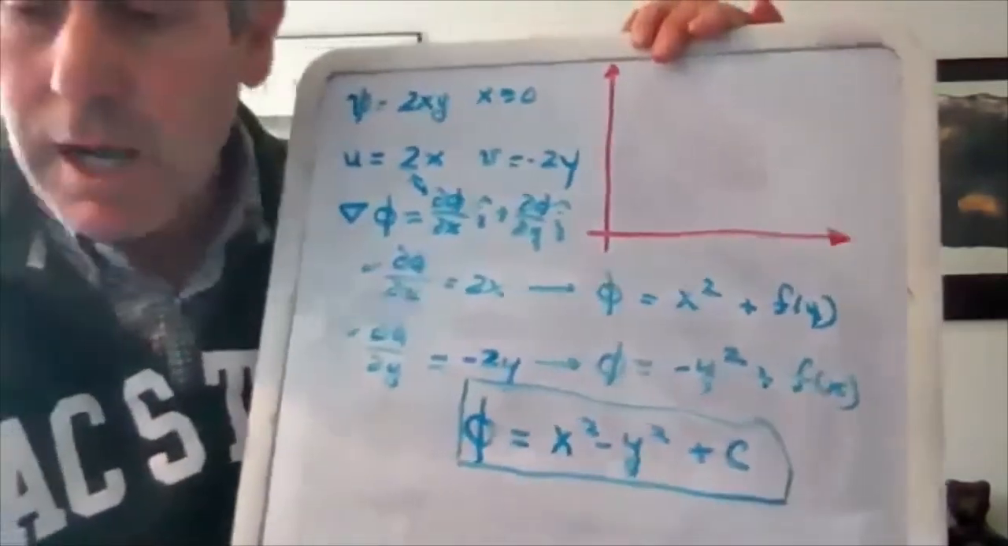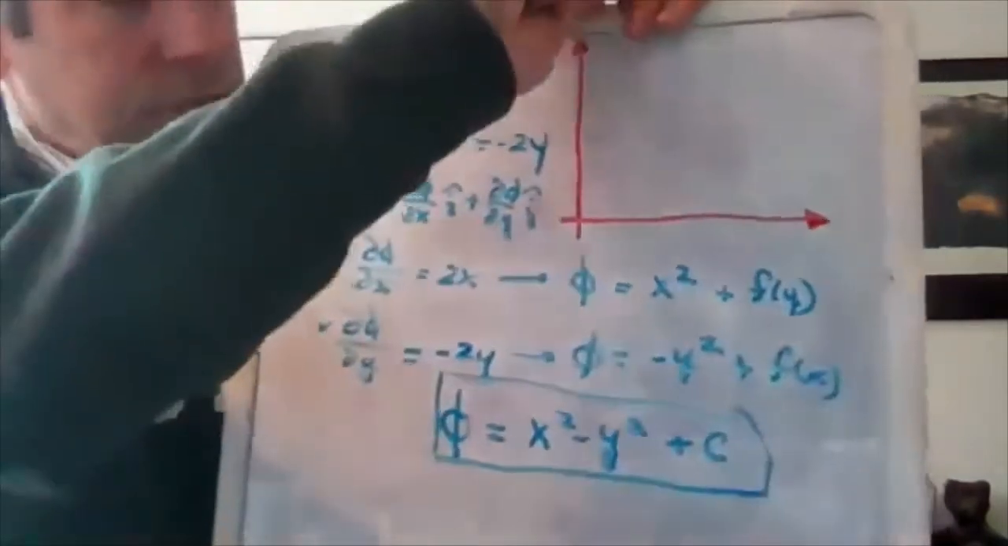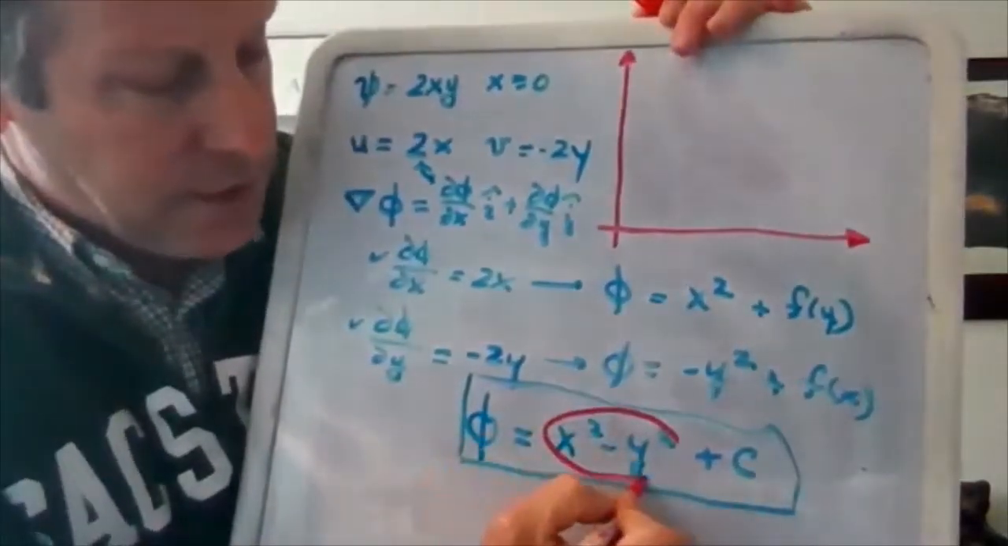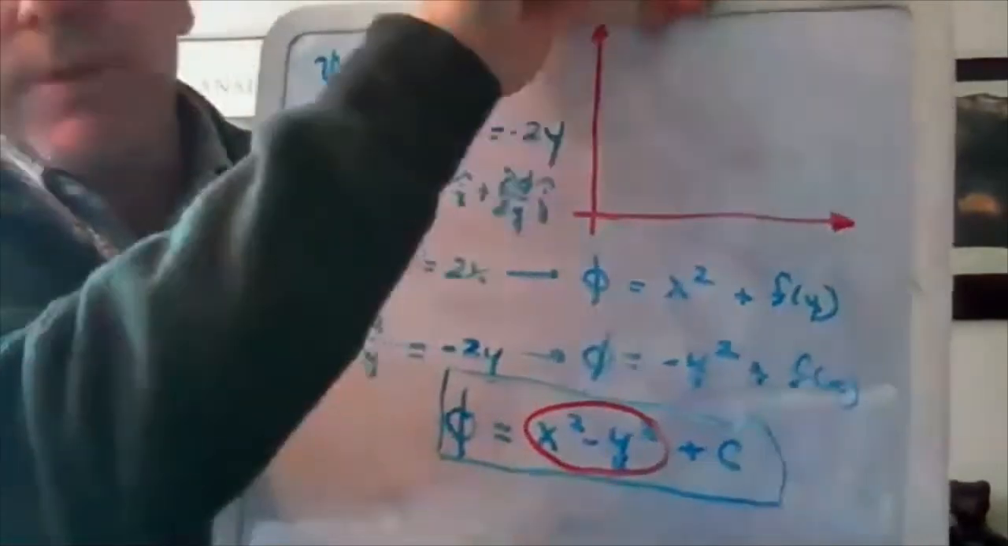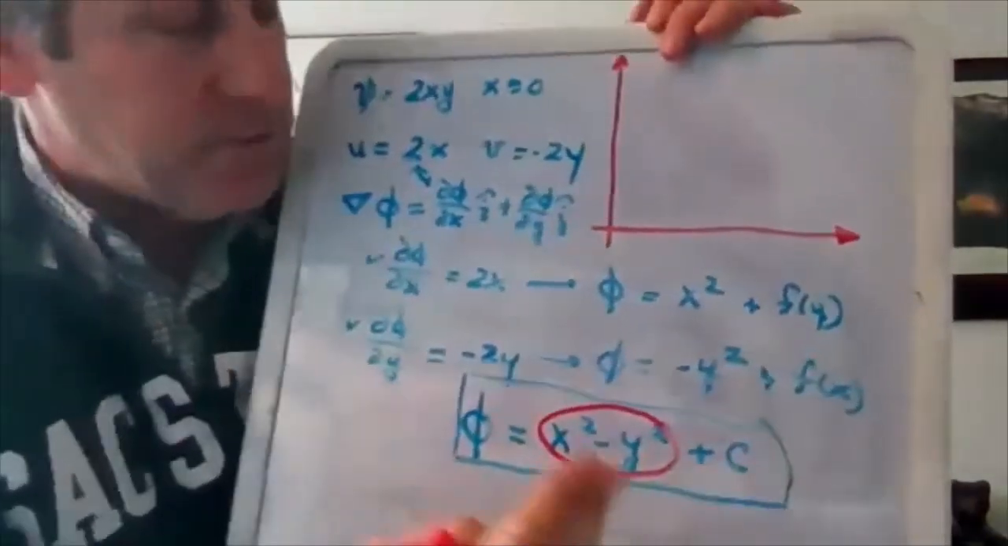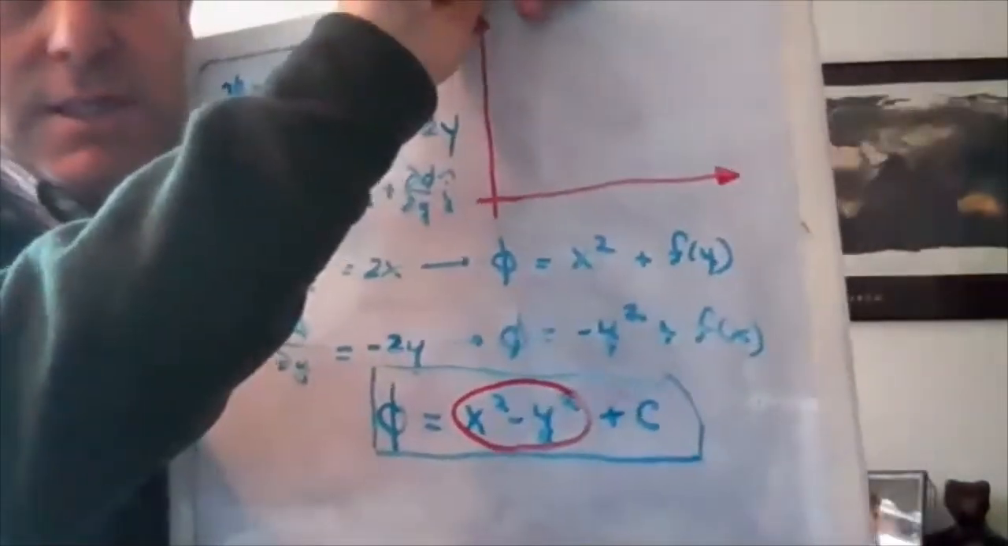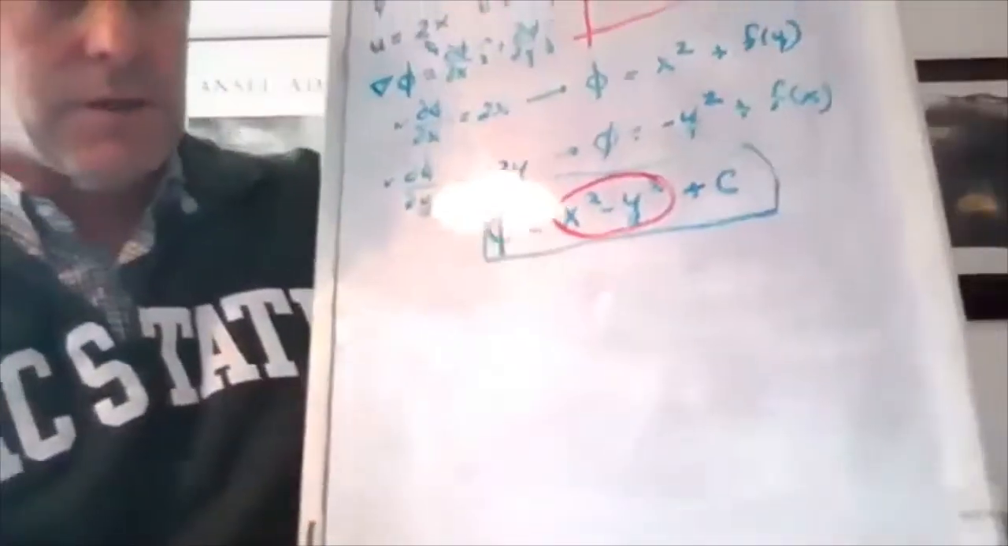So basically what I encourage you to do is, if there's some sort of constant here, just focus on this stuff right here. Because you'd have x squared minus y squared plus a constant equals another constant. It's all x squared minus y squared equals a constant. So let's see if we can do some easy ones really quickly.